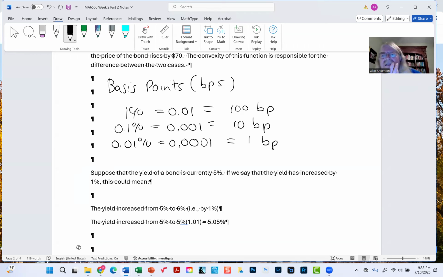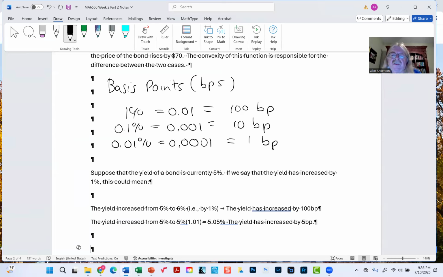Okay, so in other words, because this is English, it can be very ambiguous. If we say the yield increased by 1%, then it could, in principle, mean either that it went from 5 to 6 or from 5 to 5.05. So you can see we have to be careful about that. With the basis point system, it's very straightforward, because in the first case, we would say that the yield has increased by 100 basis points. And in the second case, we say that the yield has increased by 5 basis points. And so it's pretty clear what we mean in this case.